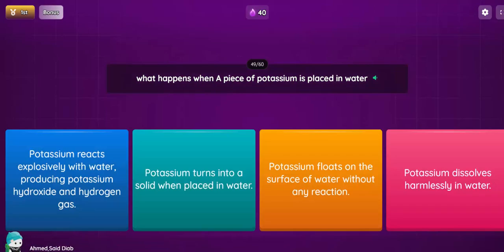Question: what happens when a piece of potassium is placed in water? Option 1: potassium reacts explosively with water, producing potassium hydroxide and hydrogen gas. Option 2: potassium turns into a solid when placed in water. Option 3: potassium floats on the surface of water without any reaction. Option 4: potassium dissolves harmlessly in water.